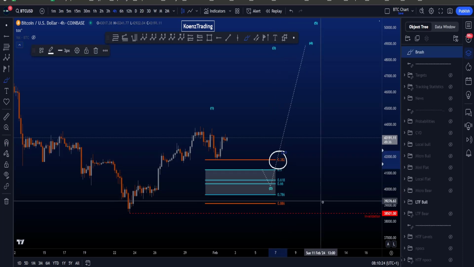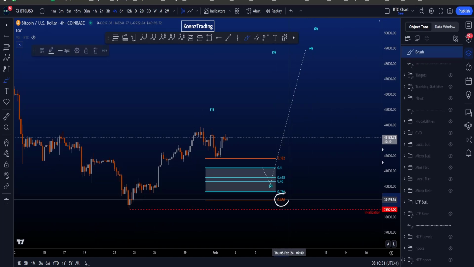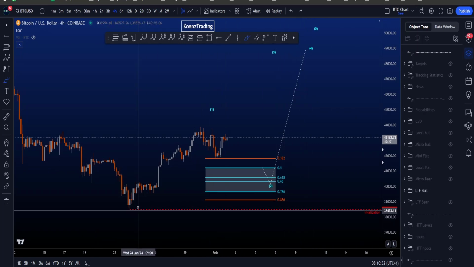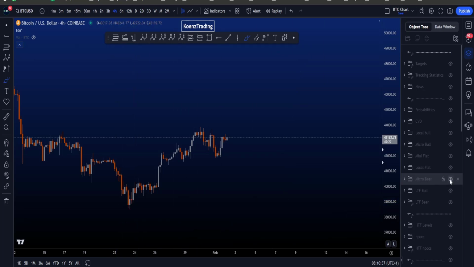The 0.382 is a less common target for a wave 2 and is, by the way, not hit over here on my chart, as you can see, and the 0.886 is a very rare target for a wave 2. The invalidation for this scenario is price moving below this low over here.